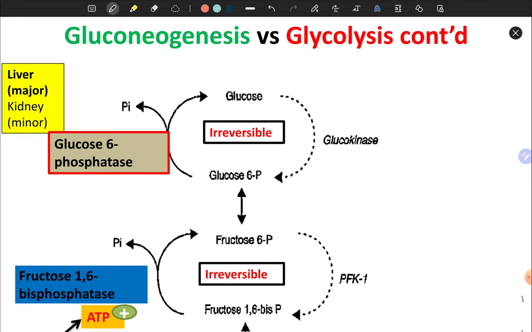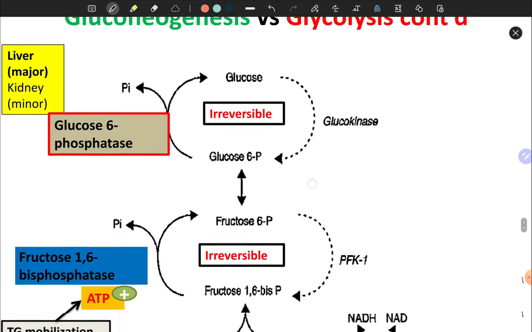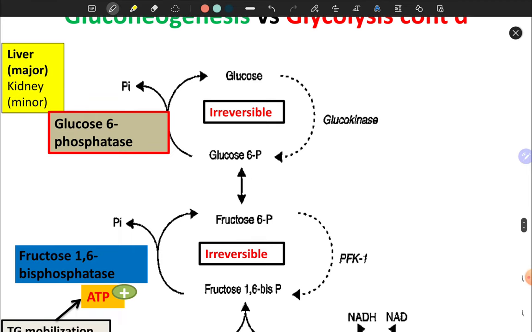Then glucose 6-phosphate, catalyzed by an important enzyme. This is a reversible step that can be easily reversed, converting to fructose 6-phosphate. Fructose 6-phosphate then sees the key enzyme in glycolysis, PFK1, again using ATP. This is the second irreversible step in glycolysis that needs another enzyme in order to be reversed.